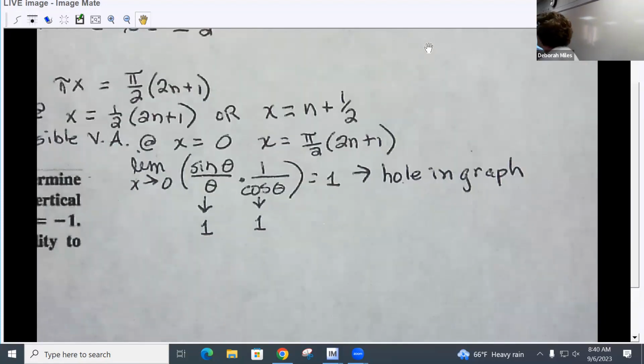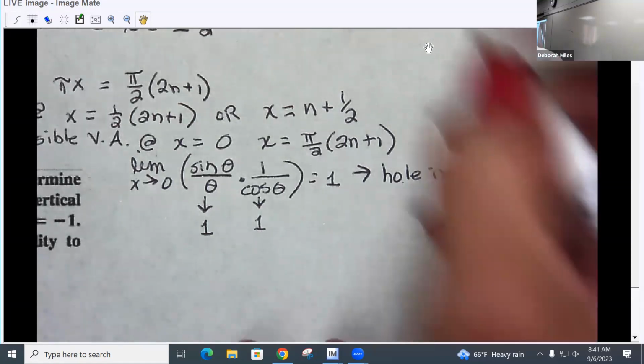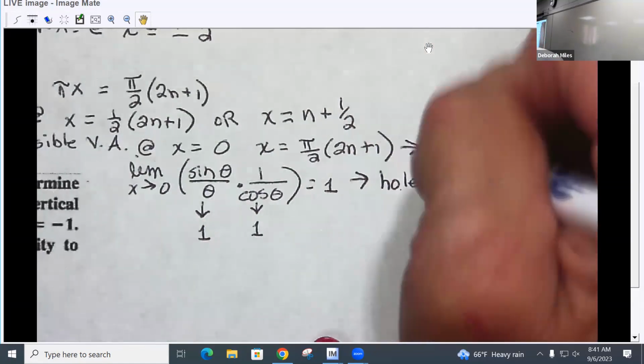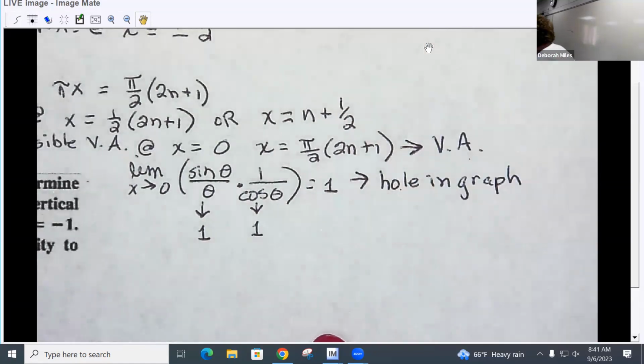Honestly, if I hadn't been doing this 30 years, I would have looked up and said, oh, obviously, you can't let it be 0, so there's a vertical asymptote there. That's not correct. If the limit exists, even though the function doesn't, and if the direction said, so where are the vertical asymptotes? Then the only answer is at the odd half pi's.